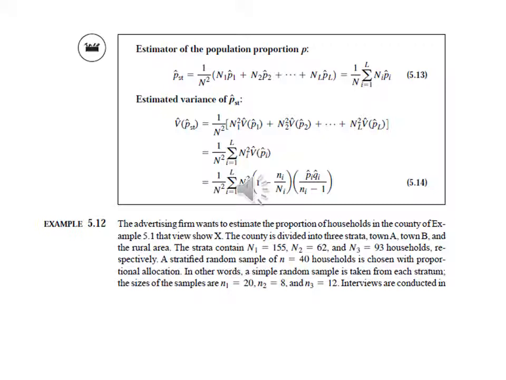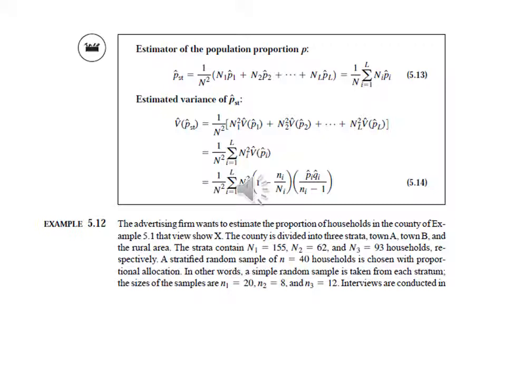It is a very important equation. The estimated variance of p hat stratum, the population proportion, equals 1 over N square multiplied by the summation of N i square multiplied by 1 minus n small i over N capital i multiplied by p hat i q hat i over n i minus 1. You must know that if there is no prior information about p hat and q hat, they must be equal to 0.5, because p hat plus q hat equals 1, as we stated in simple random sample. Also p hat in stratified random sample plus q hat in stratified random sample must equal 1, or 0.5 and 0.5.